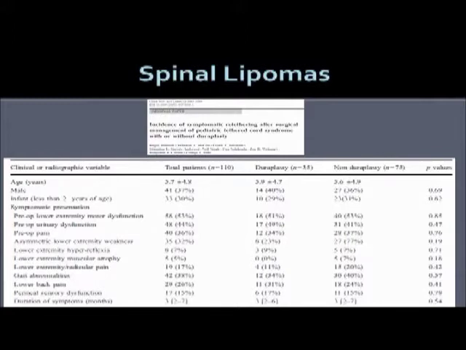Again, presentation is often atypical compared to a typical Chiari patient. They can have lower extremity motor dysfunction, urinary problems, back pain, leg pain. Similar findings to what you would see with spinal cord tethering.